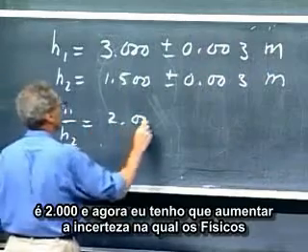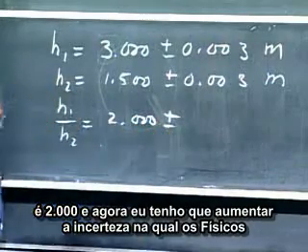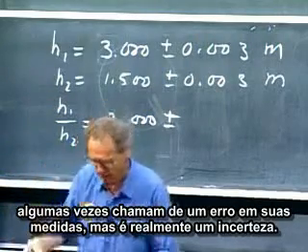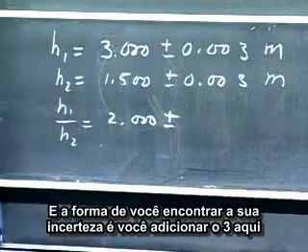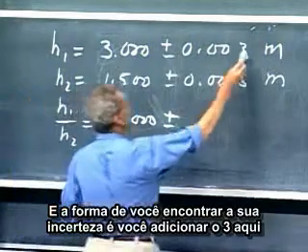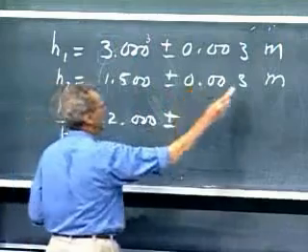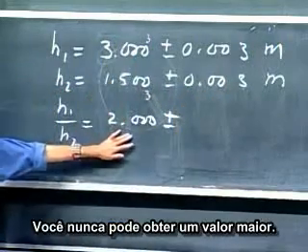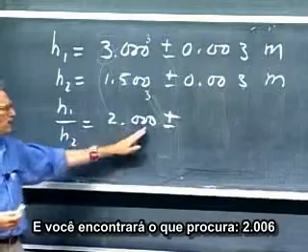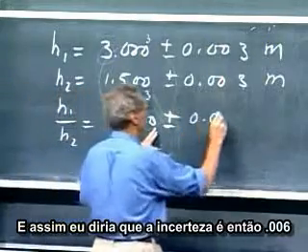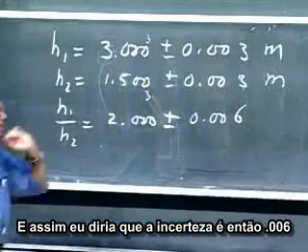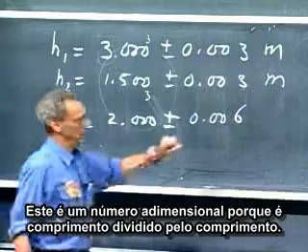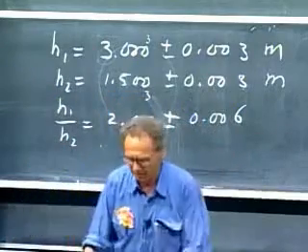is 2.000, and now I have to come up with an uncertainty, which physicists sometimes call an error in their measurements, but it's really an uncertainty. And the way you find the uncertainty is that you add the 3 here, and you subtract the 3 here, and you get the largest value possible. You can never get a larger value. And you'll find that you get 2.006. And so I would say the uncertainty is then 0.06. This is a dimensionless number because it's length divided by length.